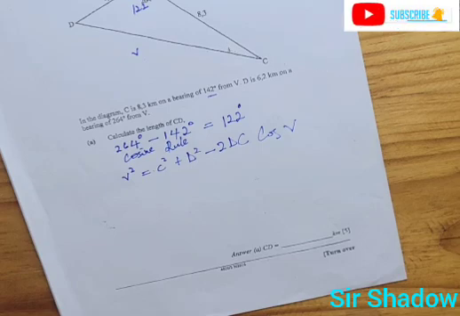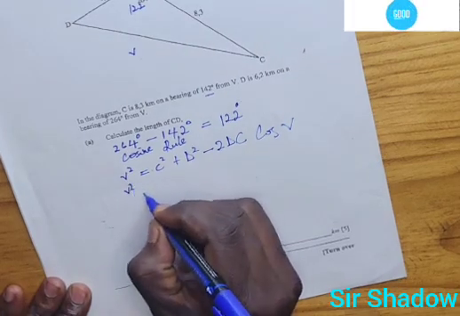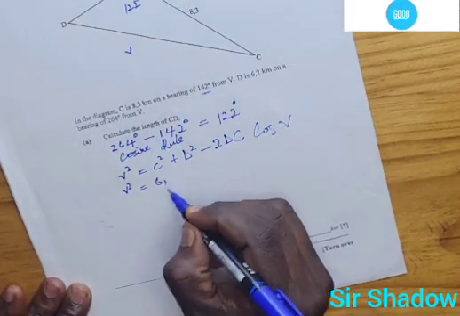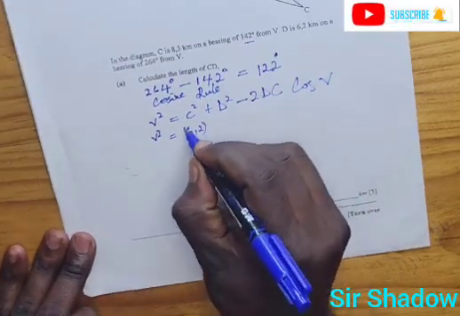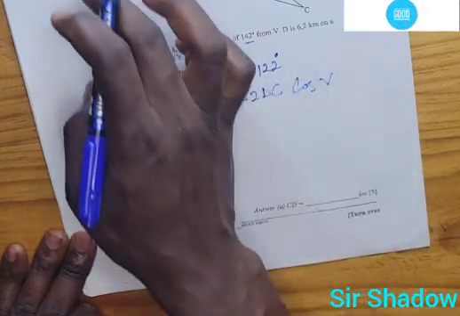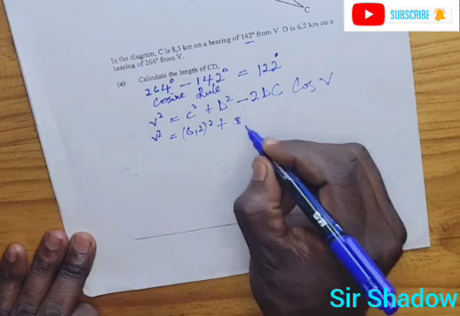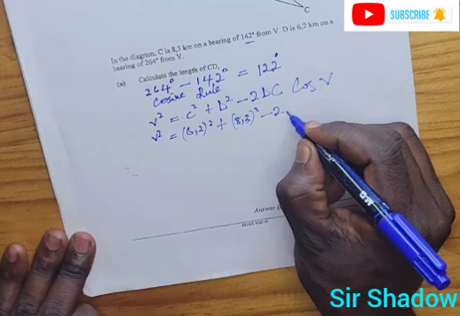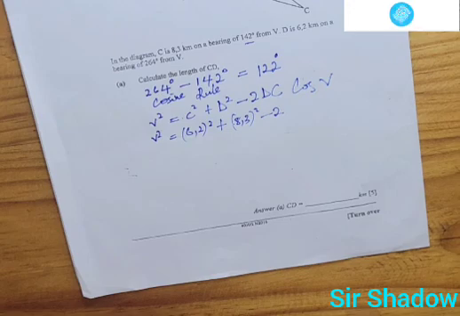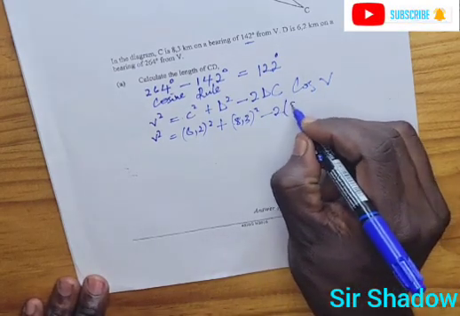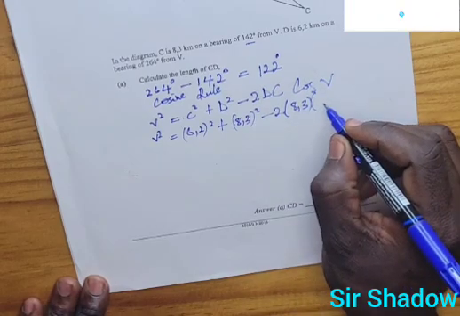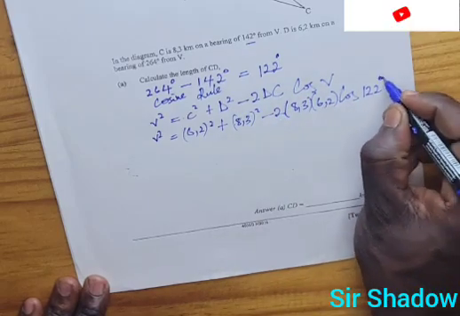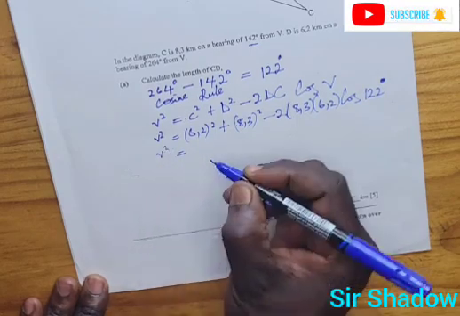Remember we are given the side c. So v squared is equal to 6,2 squared, plus the other given length, 8,3 squared, minus 2 times d, which is 8.3, multiplied by c, which is 6.2, cos 122 degrees.